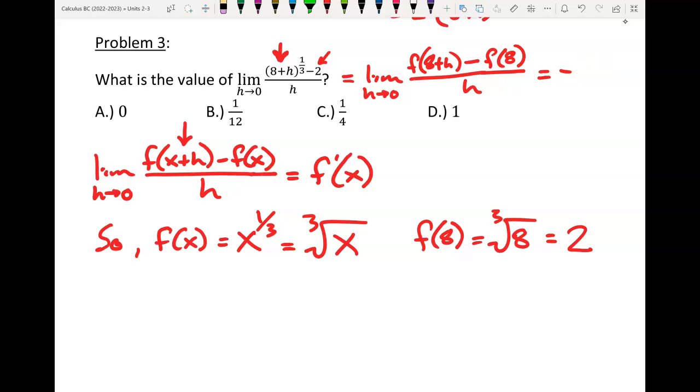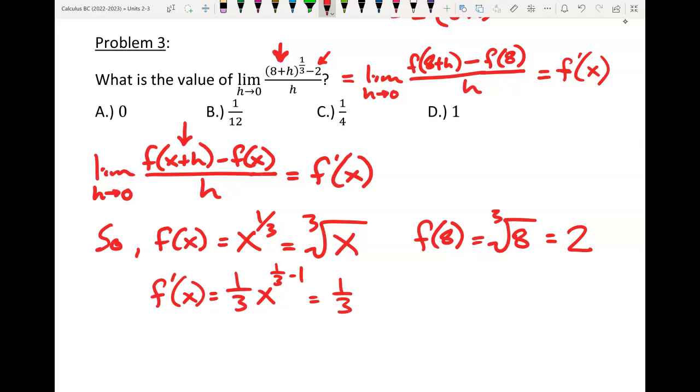But first, before we can do that, we need to know what f prime of x is. So how do we do that, guys? Power rule? So what do we do? Put the 1/3 in the front and then subtract 1 from the exponent, so you get 1/3 times x to the negative 2/3. So that would be 1 over 3 times the cube root of x squared.